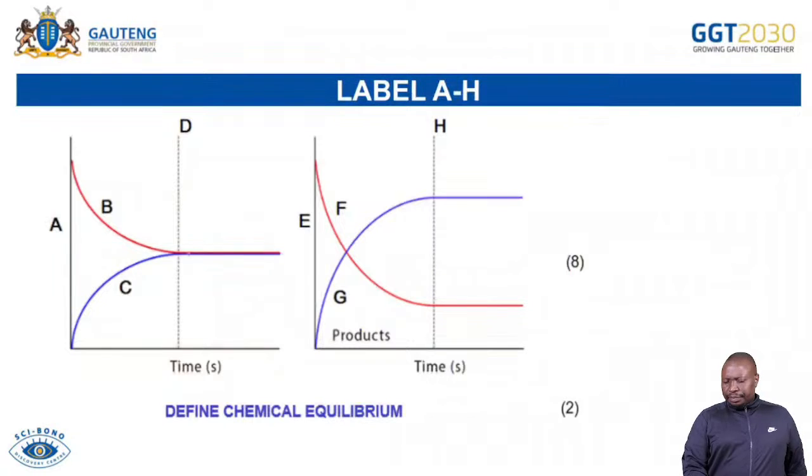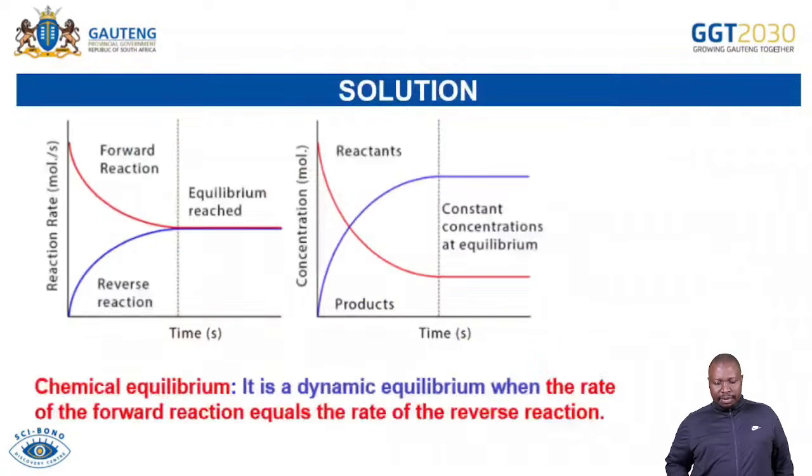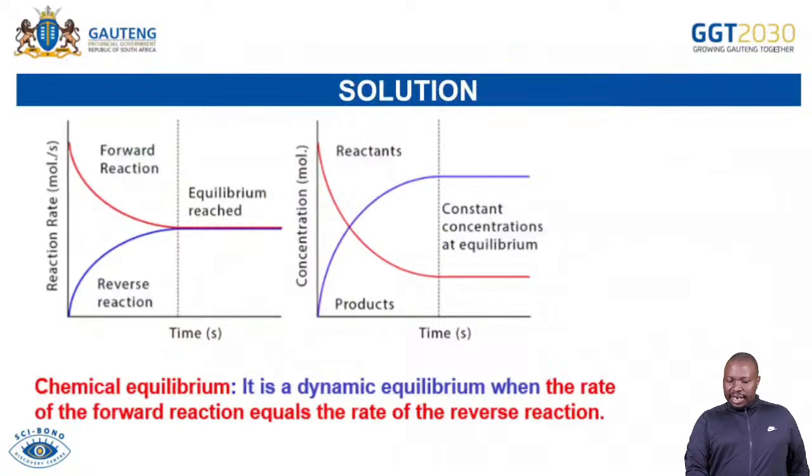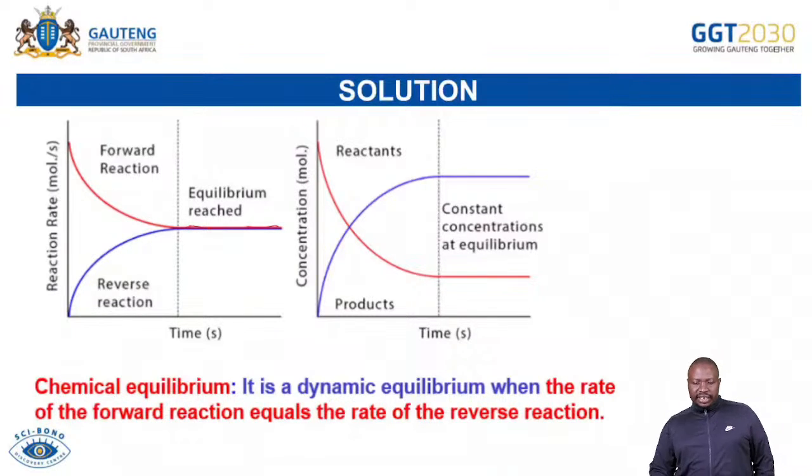Remember, we're saying the rate of reaction. What is the rate of reaction? We said the rate of forward reaction. The rate of forward reaction equals the rate of reverse reaction, hence they become one there. So that is equilibrium. The rate of forward reaction is equal to the rate of reverse reaction.